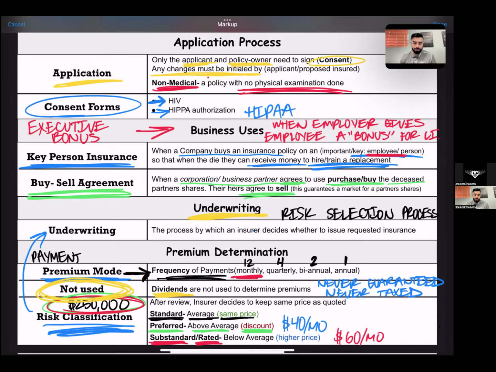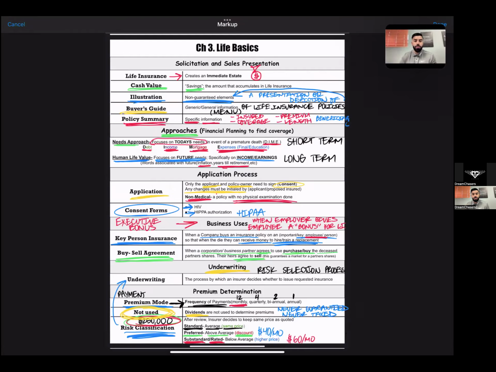Okay. So awesome. That's chapter 3, which is life insurance basics. Once again, just make sure to go through it as much as possible. Replay this video as many times as you need. Stop it, pause it, take notes, just to simplify it and make it as easy for you as possible.